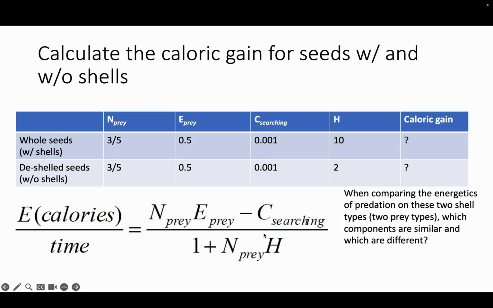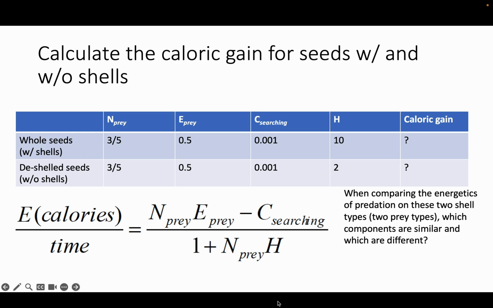So now we have calculated the E prey along with the handling time. The E prey and the C searching are given to you. So this is a very simplified example because we know that these values are not always going to be as consistent like this in the real world. But with this hypothetical value, if you plug all of the variables into this equation, you can find the caloric gain that each prey item can give its predator. Each seed can give its predator in our scenario.